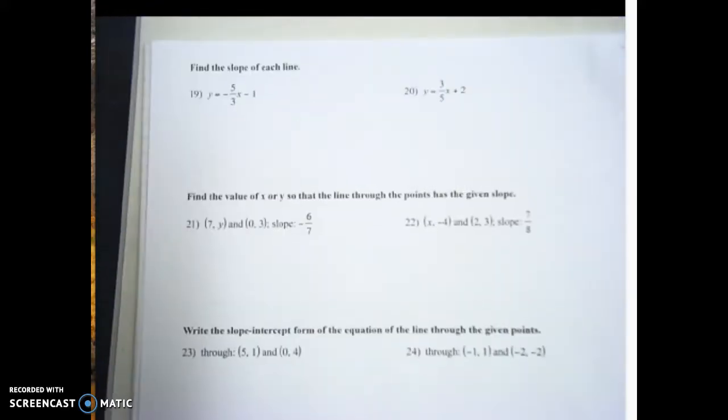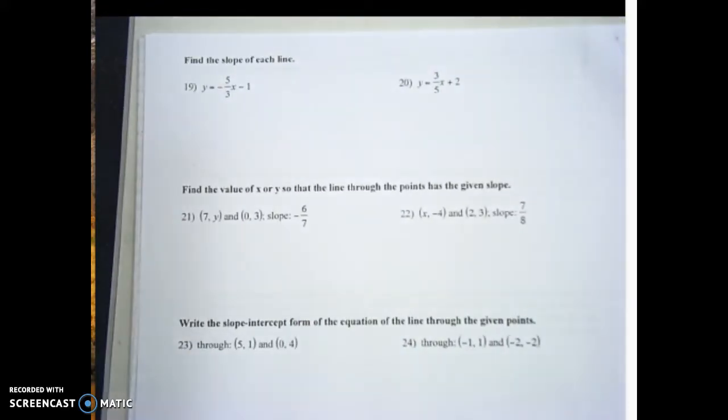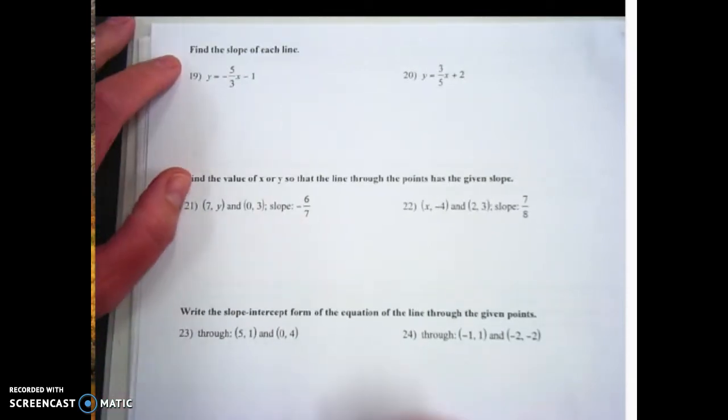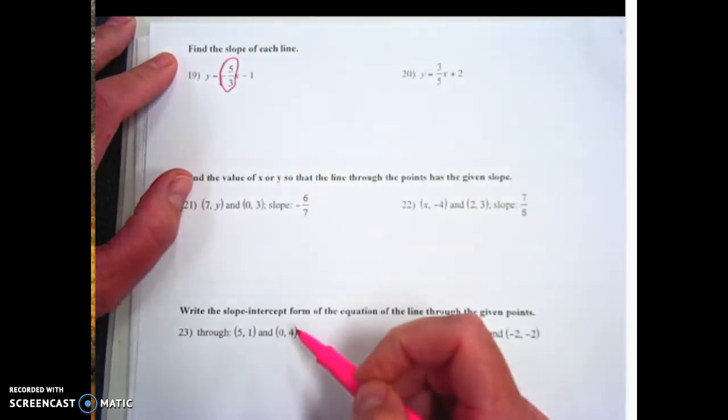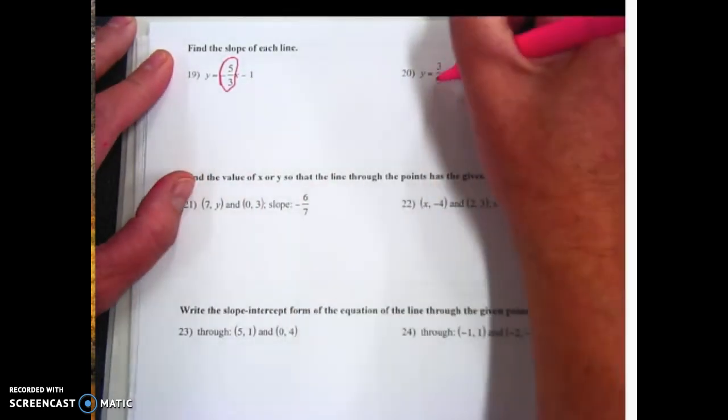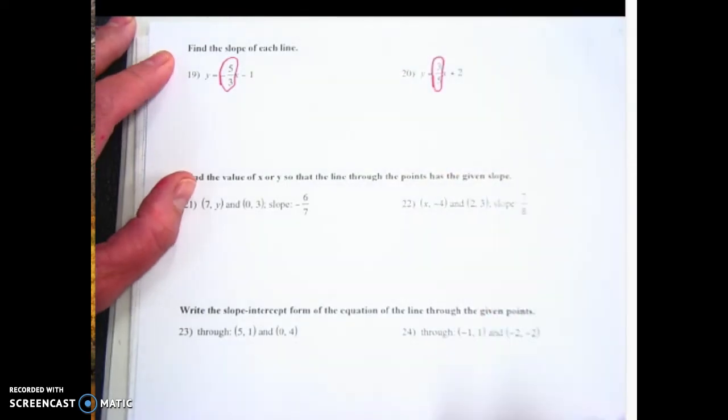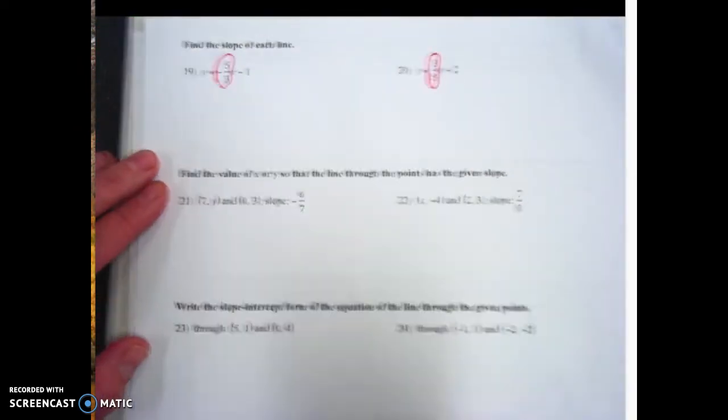Today we're looking at page 4 of the Chapter 3 practice test. Numbers 19 and 20, the directions say find the slope of each line. So for number 19, it's the negative 5/3 that's in front of the x in the m position, and for 20, it's 3/5 in the m position in front of the x.